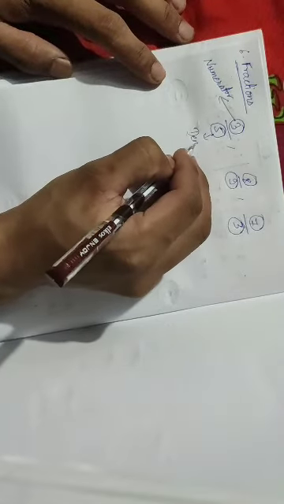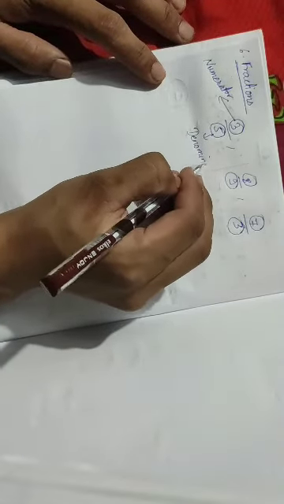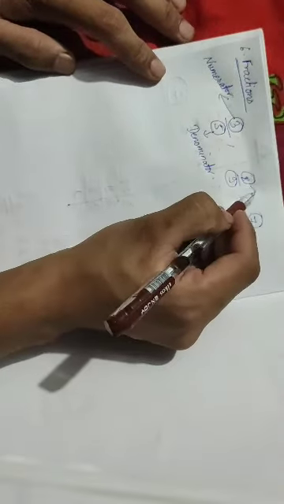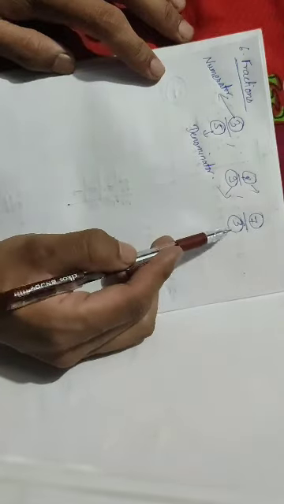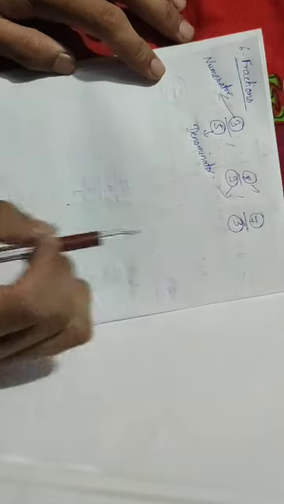So here also this one is the numerator, this one is the denominator. So here what is the numerator? 7. And what is the denominator? 3. These are the two parts of a fraction.